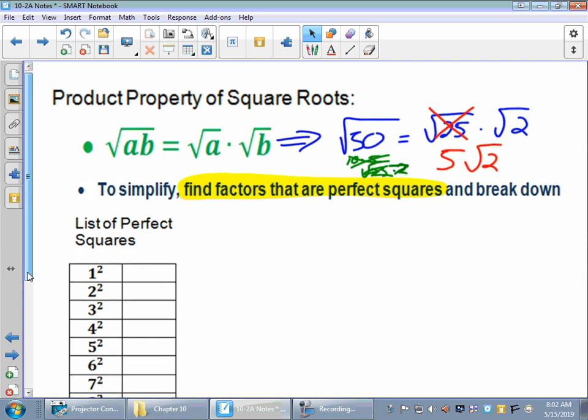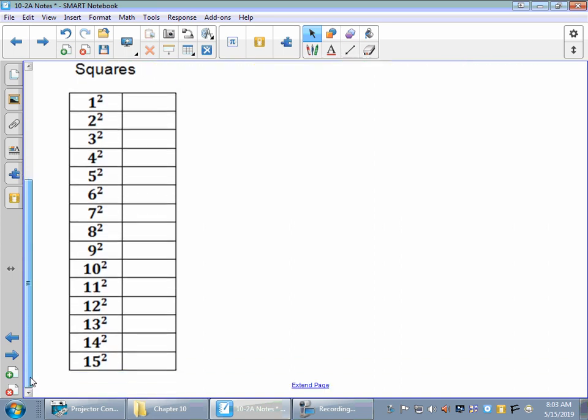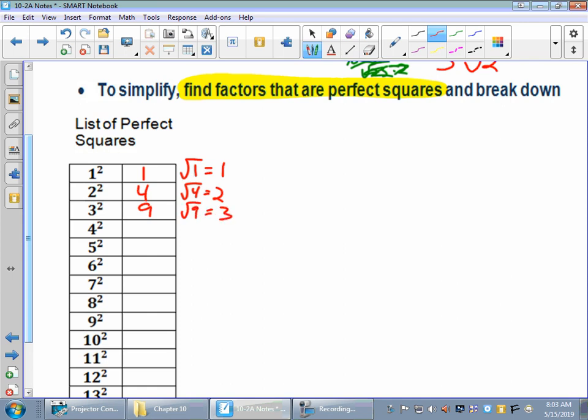To help you with that, we're going to see what we can do as far as a list of perfect squares here. If you're unsure of what the different ones are, this will help you. We know that 1 squared is 1, because the square root of 1 equals 1. The next one, 2 squared, is 4, because the square root of 4 equals 2 if we work backwards that way. And then we get 9 here because the square root of 9 is equal to 3 as we work backwards. And we can go on and so forth with 16 and 25.